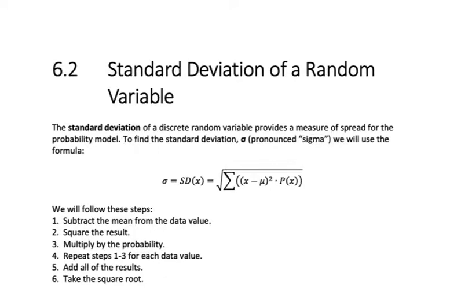In this video for section 6.2, we're going to calculate the standard deviation of a random variable. The symbol for standard deviation is called sigma. It's like a little o with a tail. And the formula is a little bit more complicated than the formula for the mean. And unfortunately, we are going to have to do this by hand.